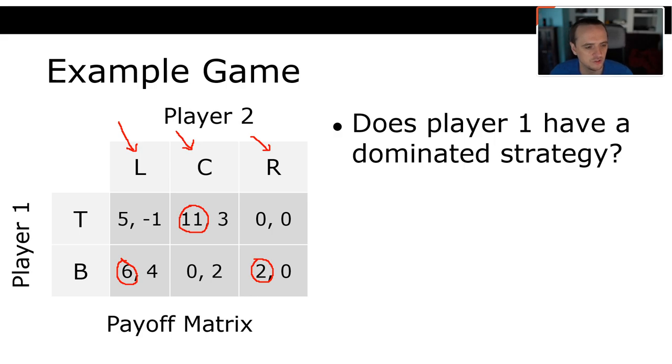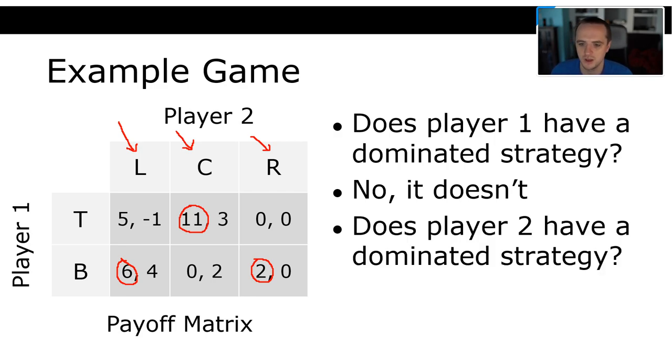Someone in the chat asked the question, what is the game or goal? Well, whenever we have payoff matrices, our goal is to maximize our payoff. So the goal is encoded inside the matrix as the payoffs. Our goal is to choose the action which gives us the highest payoff. So unfortunately, no, there's no dominated strategy for player one at this time.